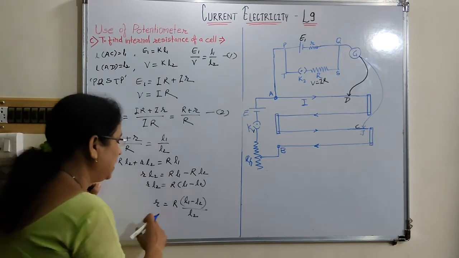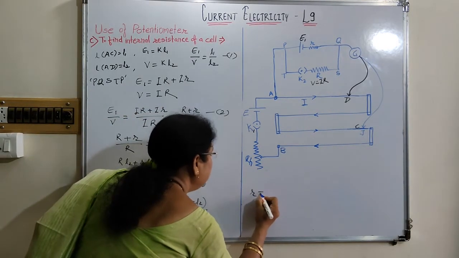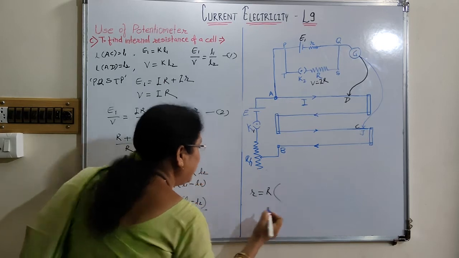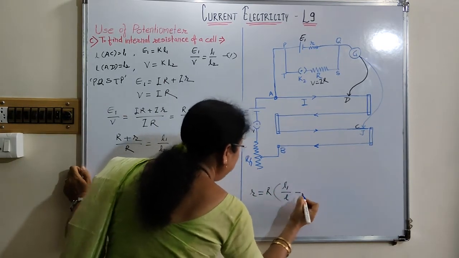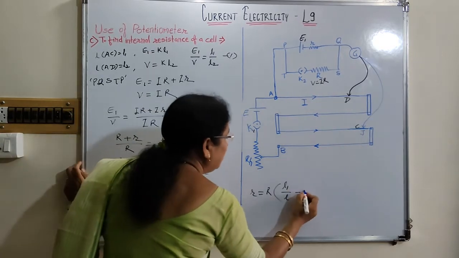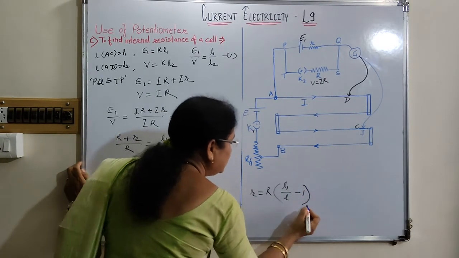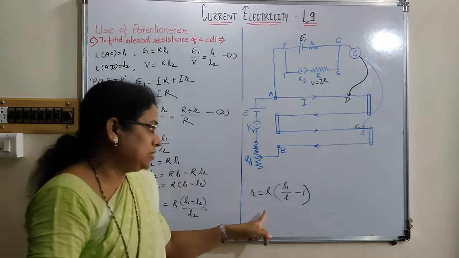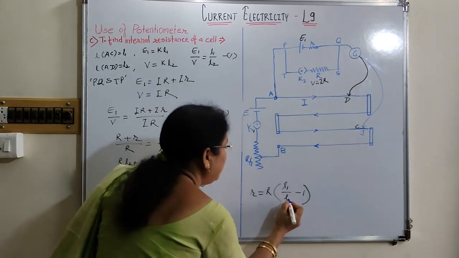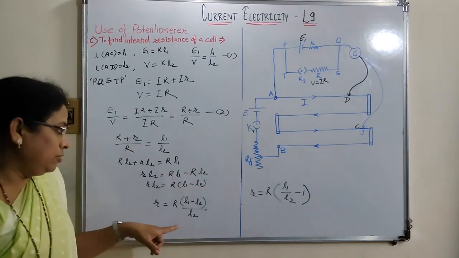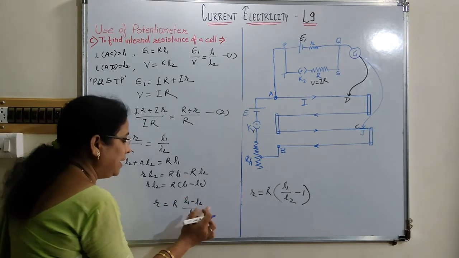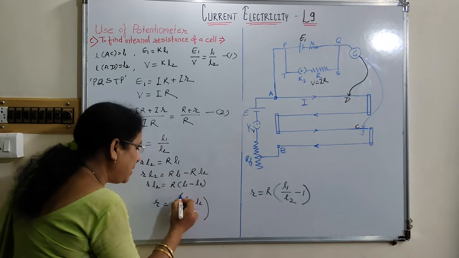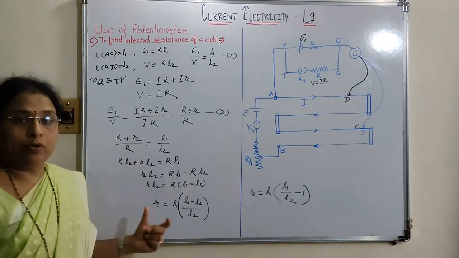In your book the formula is given such as small r is equal to R in bracket L1 upon L2 minus L2 upon L2, that is 1. We can use this formula also: small r is equal to capital R into (L1 upon L2 minus 1). Or you can say capital R is equal to small r into (L1 minus L2) upon L2.